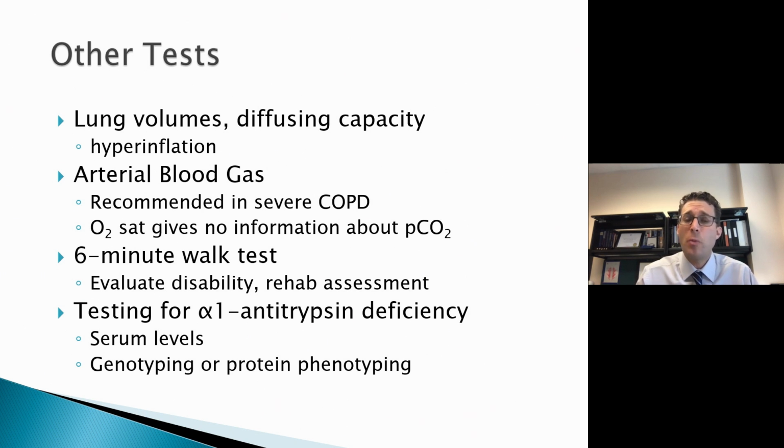All patients with COPD should be tested for alpha-1 antitrypsin deficiency, a genetic disorder which may cause 1% of COPD in Caucasian populations. Testing includes measurement of serum levels of the alpha-1 antitrypsin protein in either genotyping or protein phenotyping.